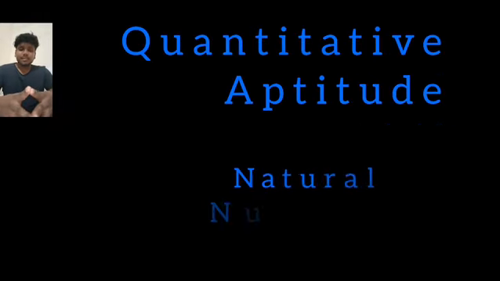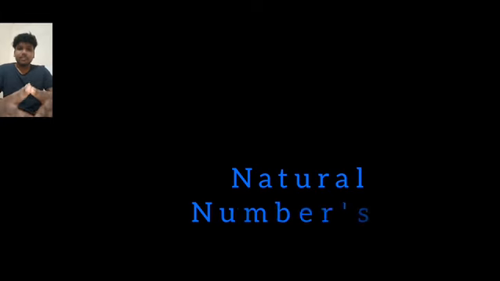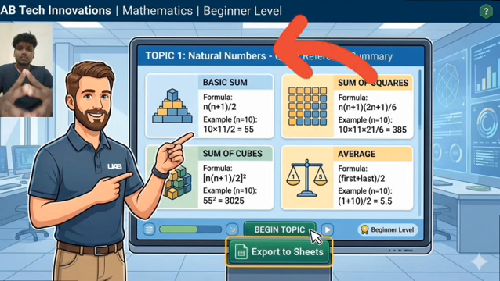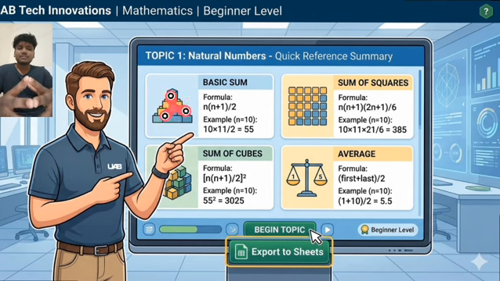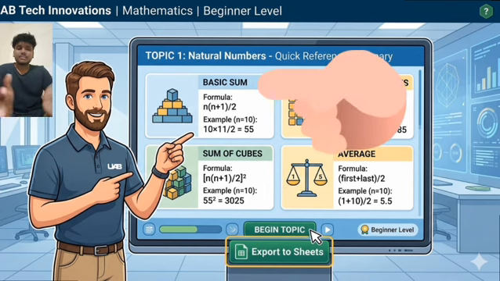Under quantitative aptitude, today I need to start natural numbers. Here, I have displayed one poster. In topic one, natural numbers, there are basic sum, sum of squares, sum of cubes, and averages. In basic sums, we have to mention what formulas I have used in each topic. For each question, I have mentioned one formula here.